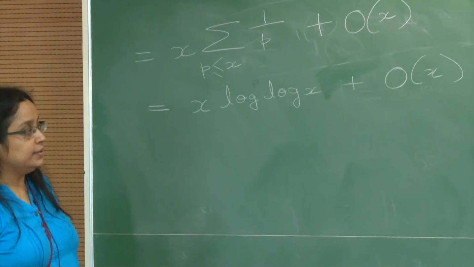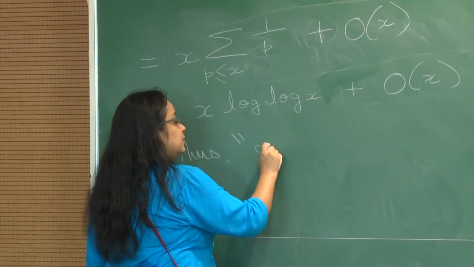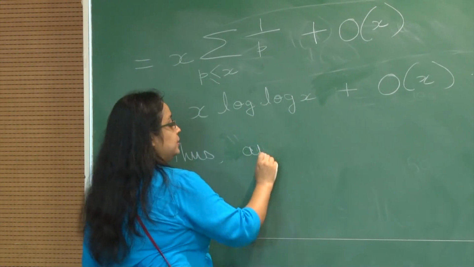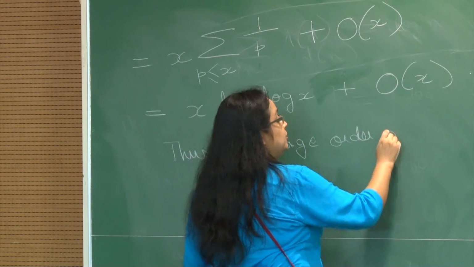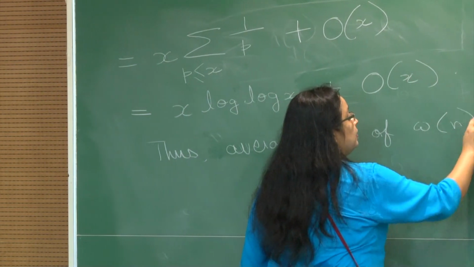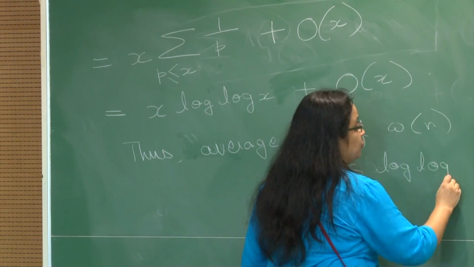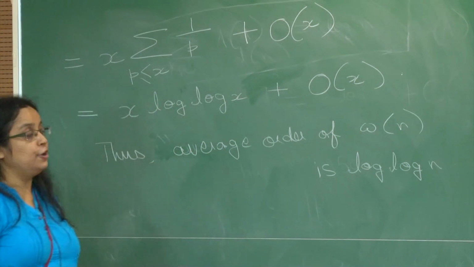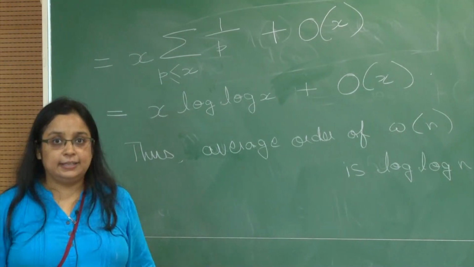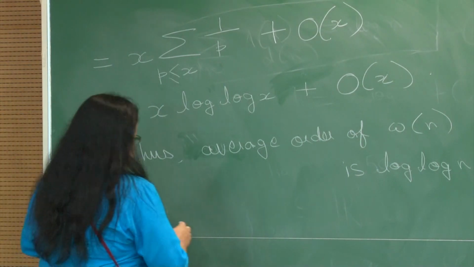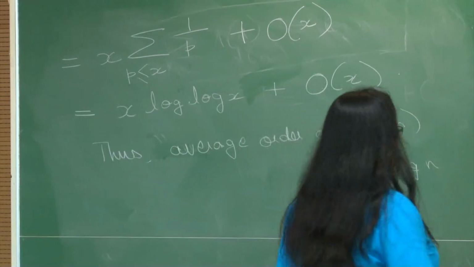So, the average order of omega of n, since we have defined the average order precisely, is log log n. Contrast this with the average order of the divisor function d of n. The average order there was log n, here the average order is log log n, which is significantly smaller. So, this again leads to a question when you interpret this in a probabilistic format.